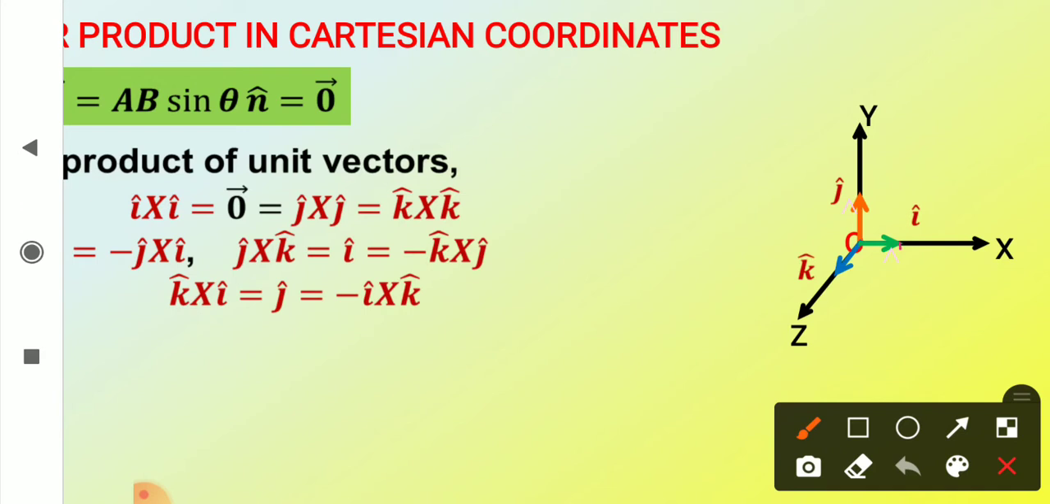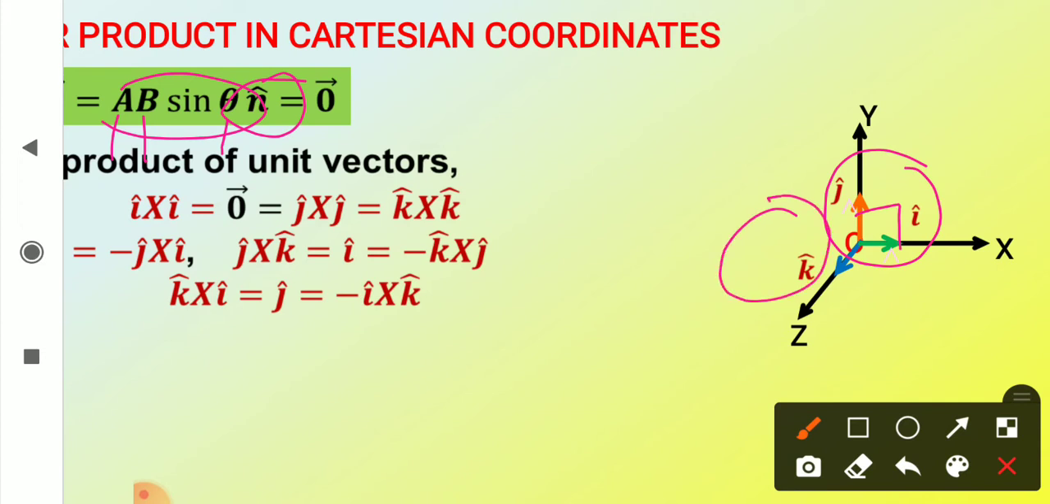If I take I cross J, the angle between them is 90 degrees. And you see, using this, AB sin theta will give you 1. The value of A is 1, B is 1, sin 90 is also 1. So you get only one unit vector. So I cross J will give K.